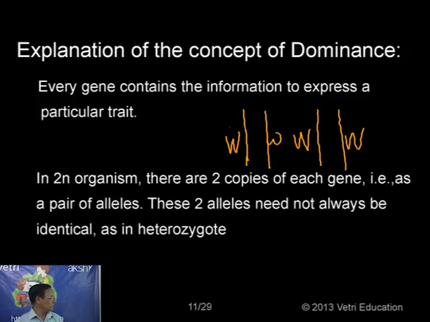So in a diploid organism, as I stated, there are two copies of each gene as a pair of alleles. These two alleles need not always be identical, as I mentioned here in the heterozygous organisms.